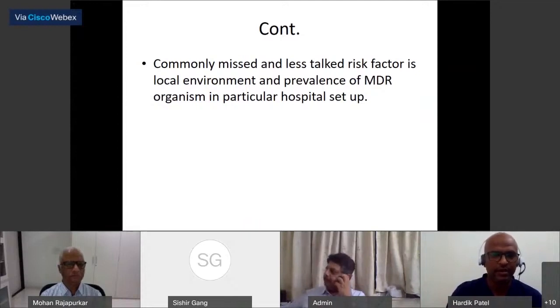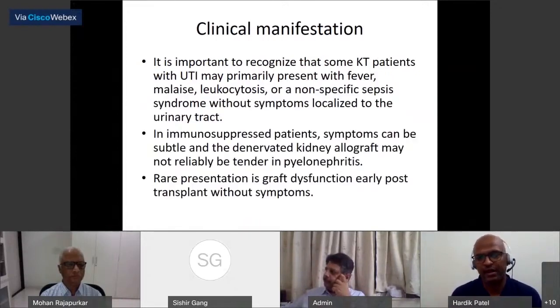What we commonly miss is that the clinical manifestation is standard, like any other urinary tract infection, but I would like to mention that in some transplant patients, because the kidneys are denervated, they may not develop graft tenderness. So graft tenderness is not a reliable sign. If a patient has fever, leukocytosis, hypotension, elevated creatinine, with or without urinary symptoms, it could be a urinary tract infection, and absence of graft tenderness does not rule out pyelonephritis. The presentation could also be graft dysfunction in the early post-transplant period without any symptoms, and that should be kept in mind.